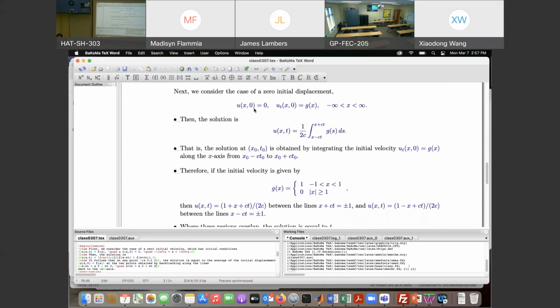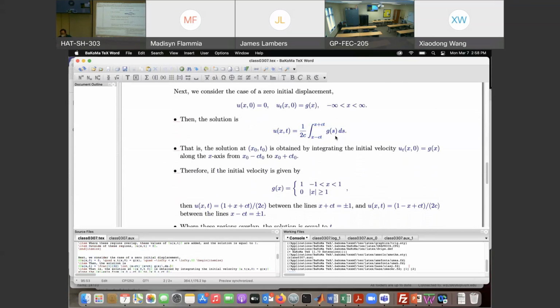Now here's a different situation where the other part of the initial data is non-zero. Here we have no displacement initially, but we do have some given initial velocity, so du/dt is equal to some g of x. Then we have the other half of our solution formula right here: u of x,t is the integral of g from x minus ct to x plus ct.